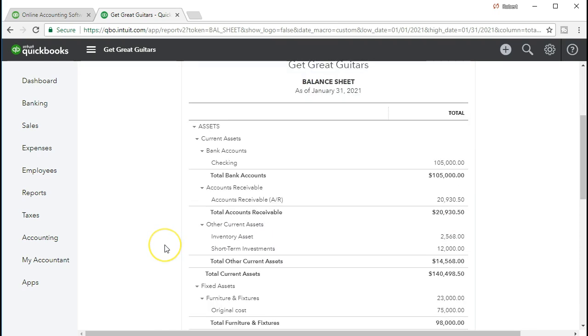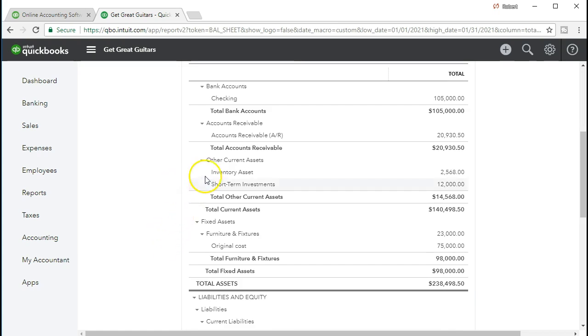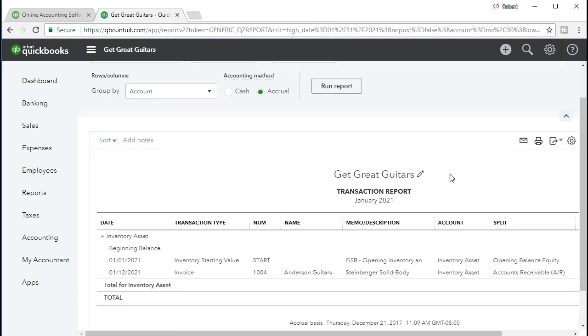So that's going to be a balance sheet account. So I'm scrolling all around the balance sheet. We're looking for inventory, so that's going to be up top under total accounts, other current assets, inventory. There's inventory. So we're going to click on that and see what happened to inventory.